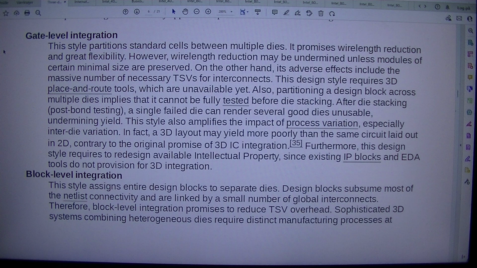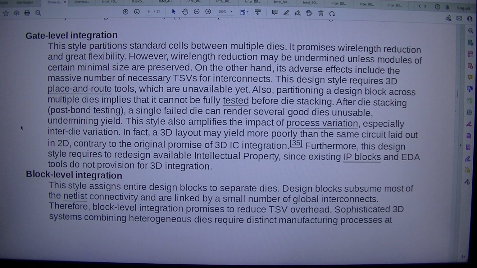However, wire-length reduction may be undermined unless modules of certain minimal size are preserved. On the other hand, its adverse effects include the massive number of necessary TSVs for interconnects. This design style requires 3D place and route tools, which are unavailable yet. Also, partitioning a design block across multiple dies implies that it cannot be fully tested before die stacking. After die stacking, in post-bond testing, a single failed die can render several good dies unusable, undermining yield.